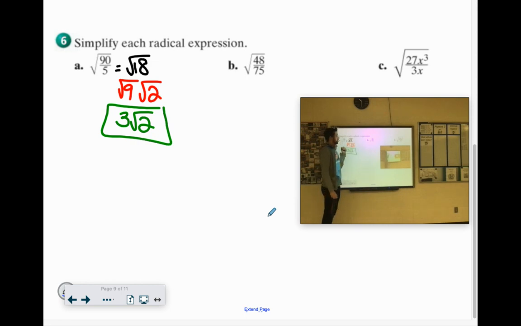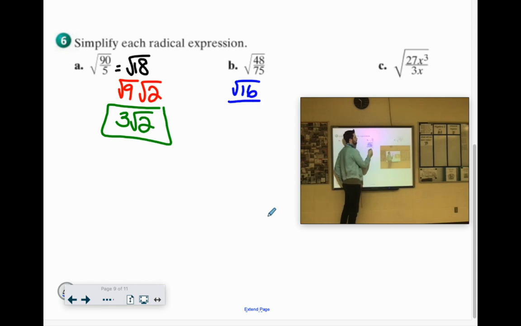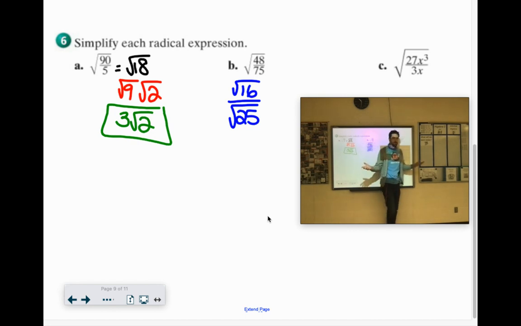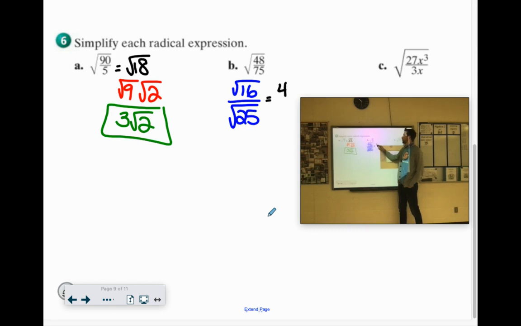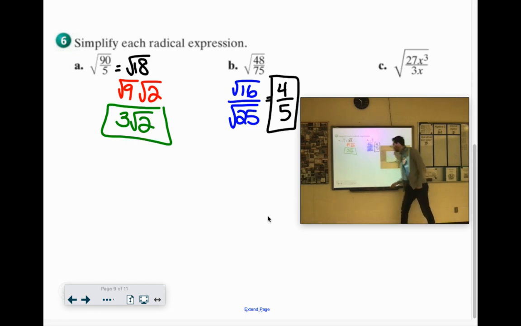48 and 75, I know that those are both divisible by 3. And remember divisibility rules: you can add the digits up and see if that's divisible by 3. 4 plus 8 is 12. 7 plus 5 is 12. 3 goes into 12. So if we were to divide 48 by 3, we get 16. If we were to divide 75 by 3, we'd get 25. These are both perfect squares. The square root of 16 is 4. The square root of 25 is 5. And you can't simplify 4/5 anymore.